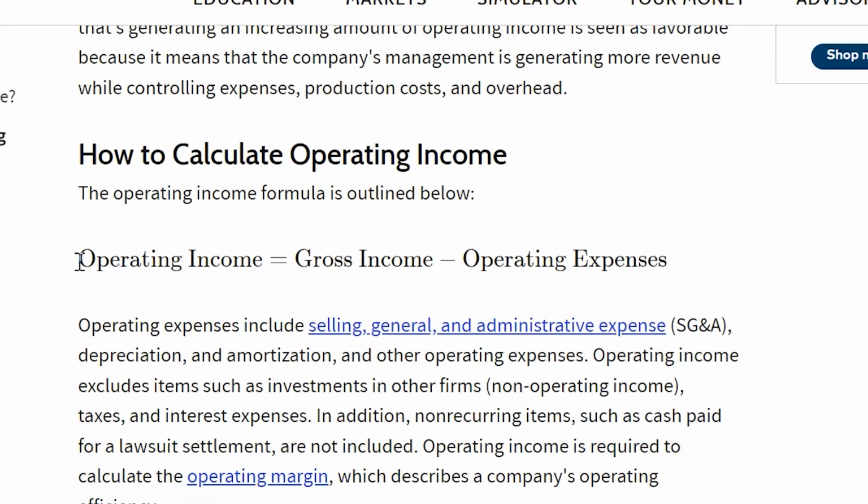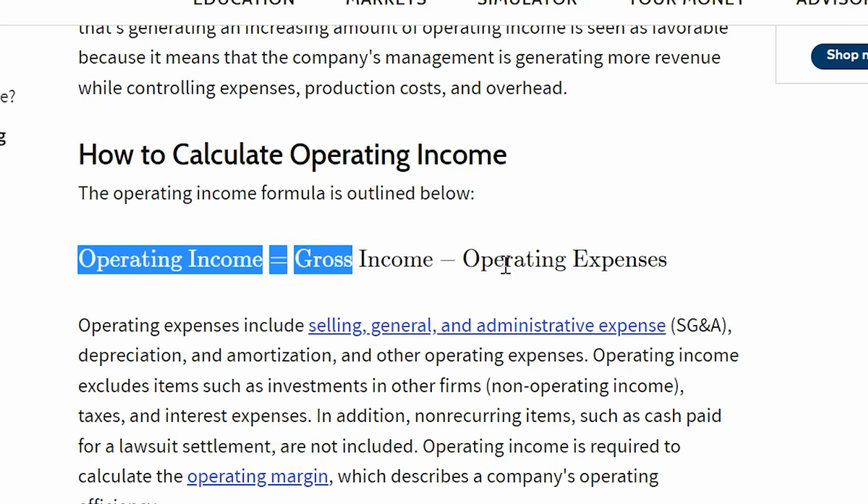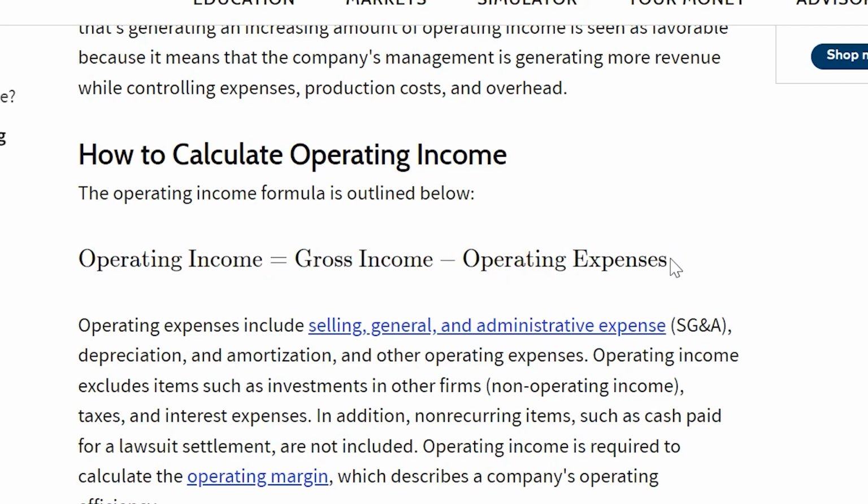So first, let's understand what operating income is, because it's part of the way that we calculate operating margin. Operating income is simply gross income, which is the total revenue minus total cost of goods sold. That's your gross income, minus operating expenses, or some of those indirect costs. And some of those include selling, general, and administrative costs, as well as sales and marketing, research and development, depreciation, and amortization. And now I know your eyes are glazing over and you're like, wait, what? Depreciation, amortization, what is that?